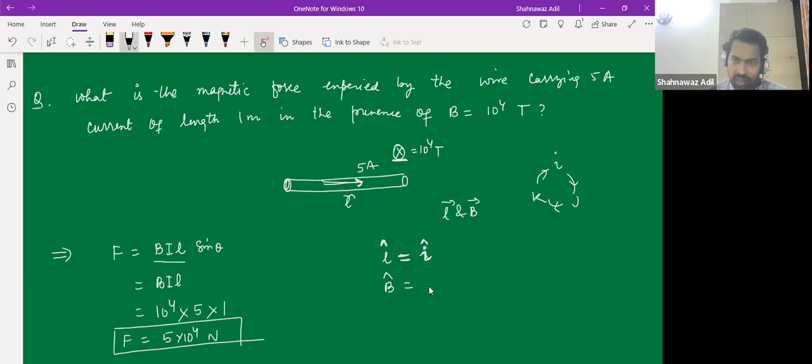Outside is k hat, right? Inside is minus k hat. And then you guys check what would be the direction of L cross B. The direction of L cross B would be i cross minus k. So what is i cross k?